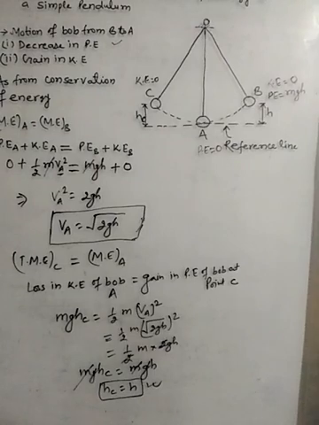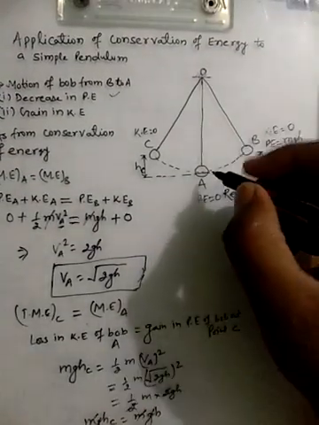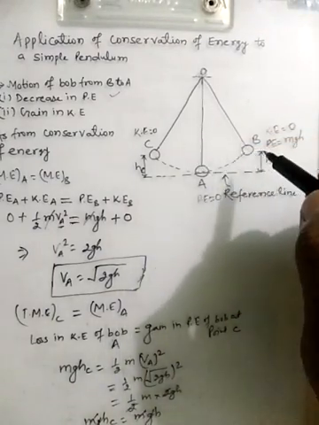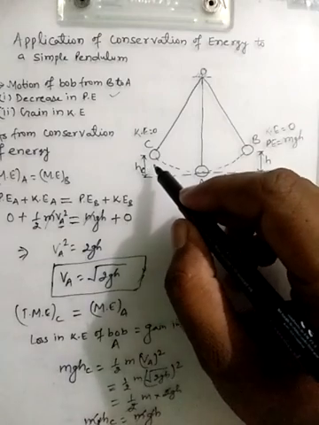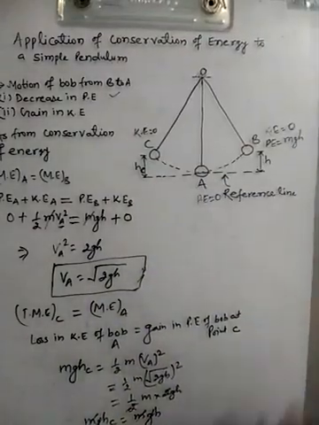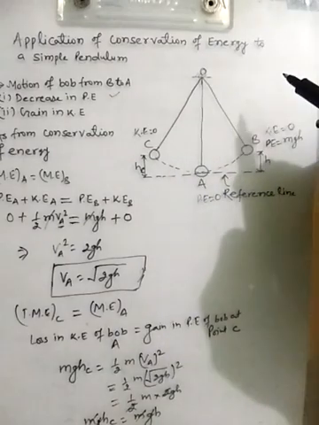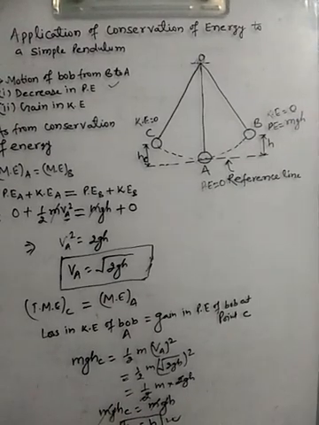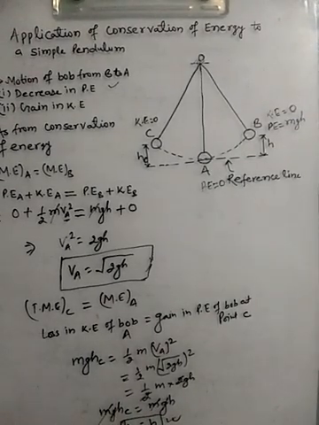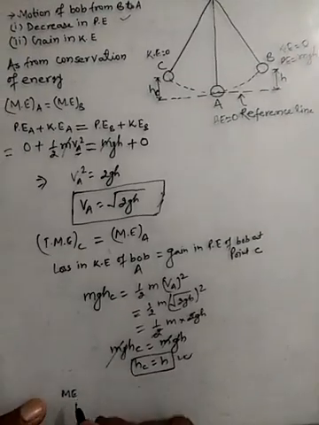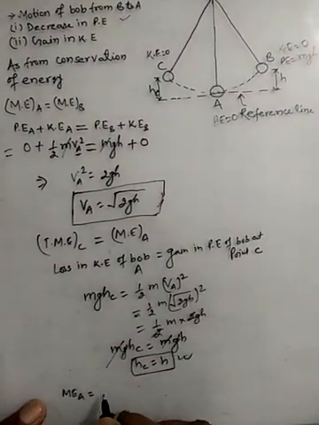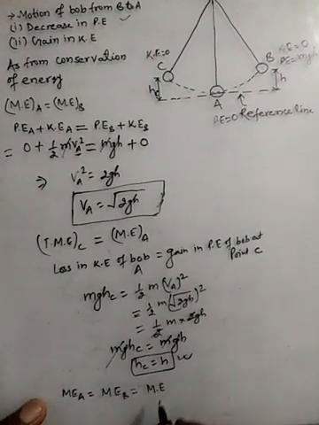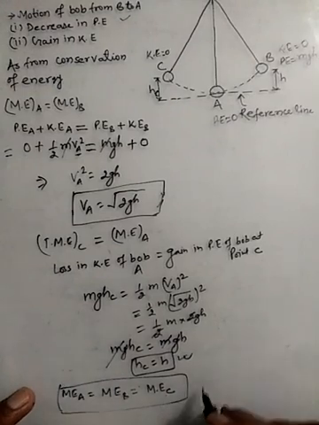This proves that the height of the bob at point B will be equal to the height of the bob at point C. This is the application of conservation of energy for a simple pendulum. It means that the total mechanical energy at A will be equal to the total mechanical energy at B, which will be equal to the total mechanical energy at C. This is the conservation of energy principle.